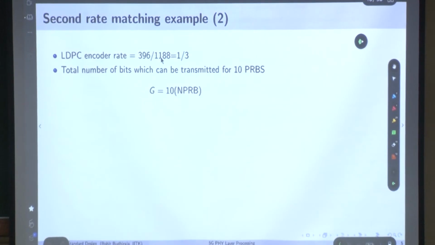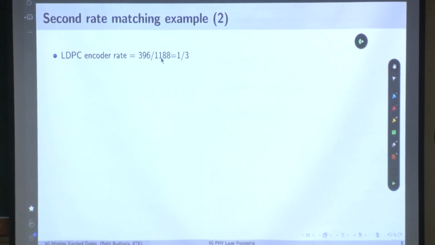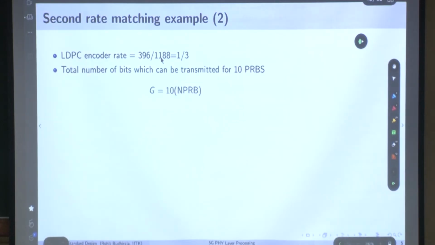But the code rate asked by the user is 0.1. That's the problem we are trying to understand, and the design of the rate matching module to handle that. So how do you do it? Again, we'll do the same exercise. How many bits can be transmitted for these 10 PRBs? That's the allocation which is done to this user. How many bits can you transmit? G. The total number you can transmit is G.